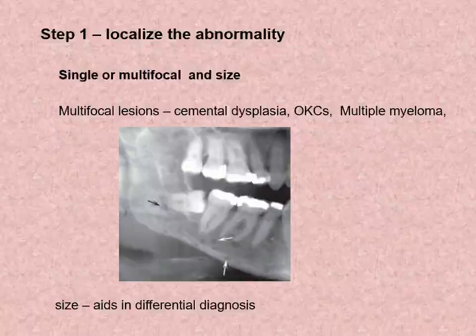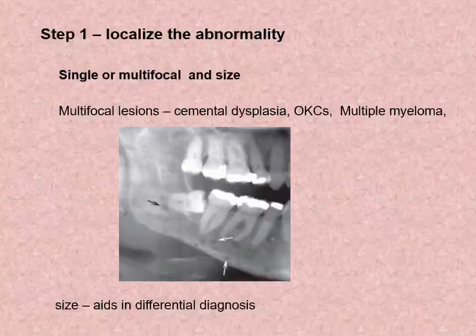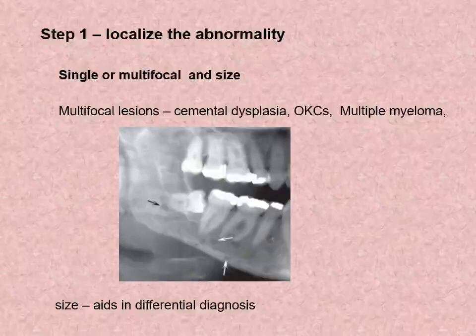Again, in localization of an abnormality, we should also consider the size of a lesion. Smaller lesions are usually periapical granulomas, while larger lesions can be odontogenic cysts or tumors. Even larger lesions can be developmental lesions. But usually size doesn't play a major role, though it aids in differential diagnosis.